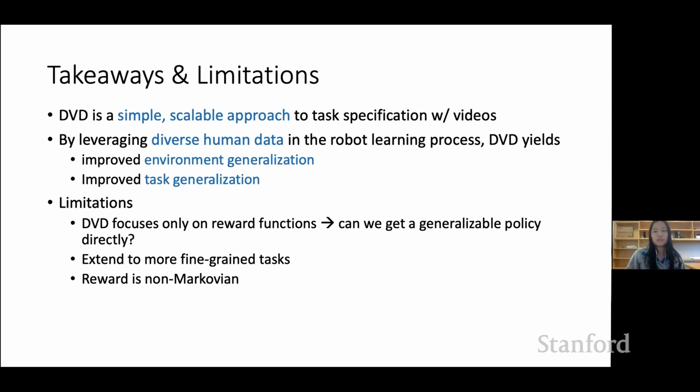So first, our method focuses only on learning reward functions that generalize and doesn't actually learn a generalizable policy directly. Also, so far, we've only tested DVD on coarse tasks that don't require fine-grained manipulation. And lastly, the reward is non-Markovian. So it'd be interesting to explore using the reward to learn model-free policies with memory. And that's all I have. So thank you for listening, and feel free to reach out if you're curious to learn more about this.